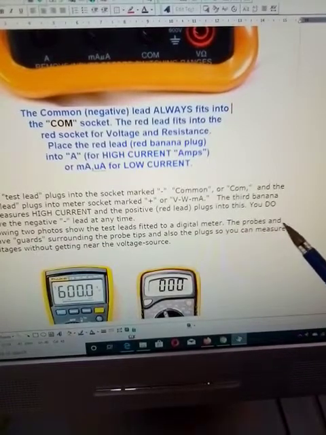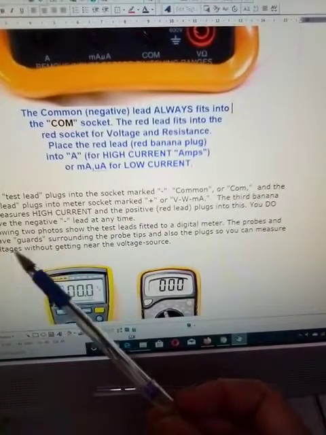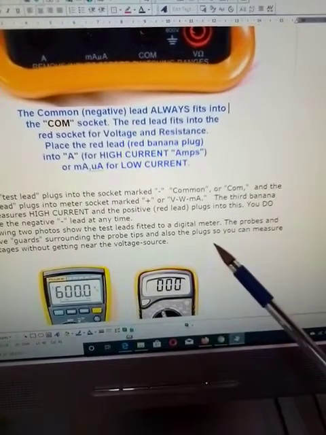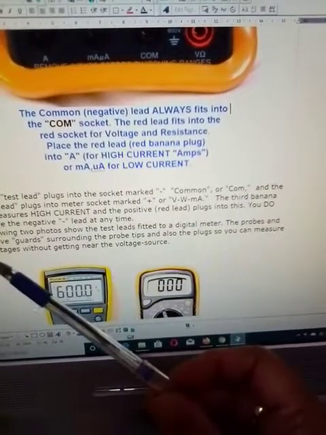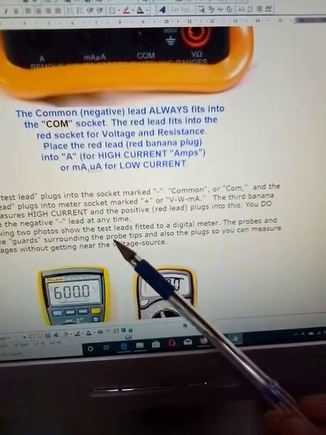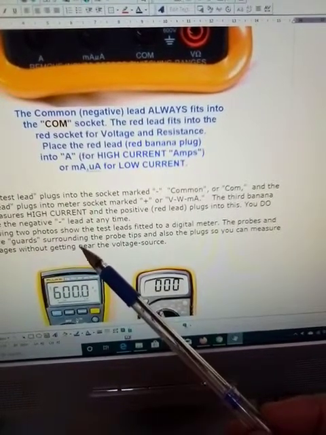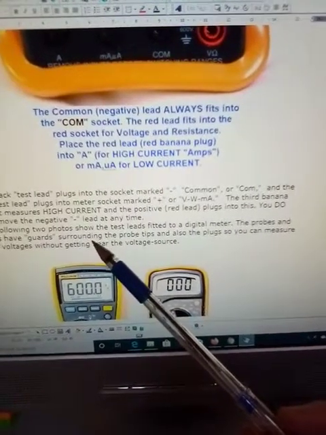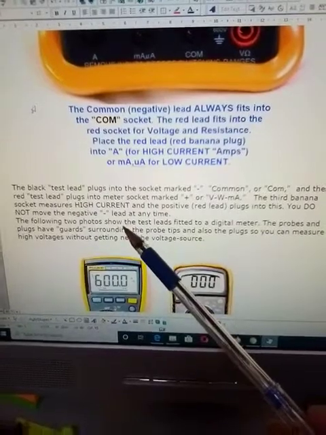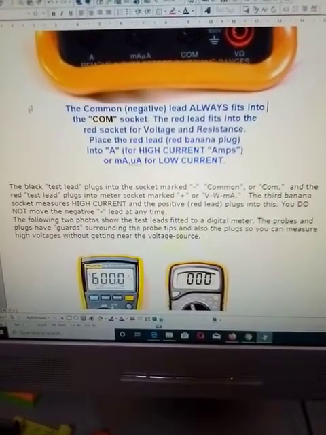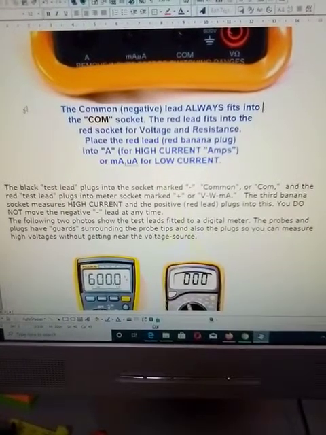The probes and plugs have guards surrounding the probe tips, and also the plugs, so you can measure high voltages without getting near the voltage source. Now they have guards around the voltage tip. This is to prevent your fingers slipping down to the tips and acts to protect you from electric shock. Okay, do not ignore those tips. If they're damaged, they should be replaced. Safety, safety, safety.